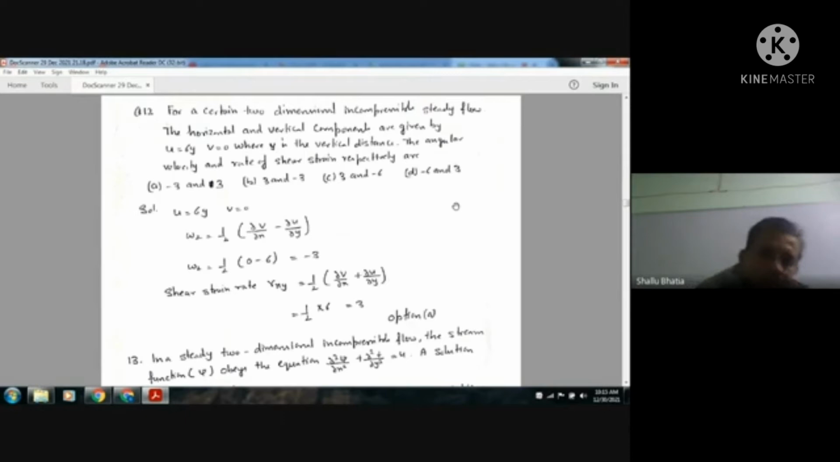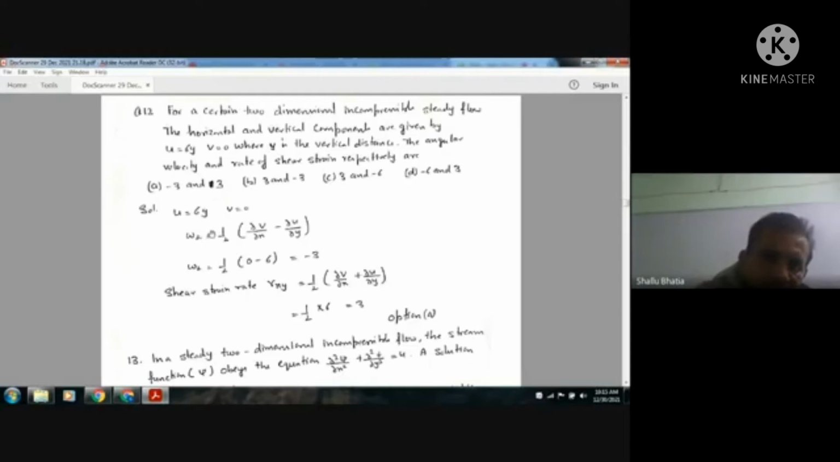Okay, here u is 6y and v is 0, and we have to calculate angular velocity and shear strain. Angular velocity about the z axis will be omega z, because there are only two components, so there will be only angular velocity about the z axis. And shear strain will also be about the z axis.